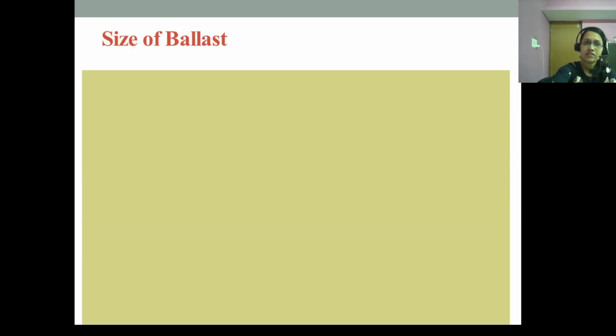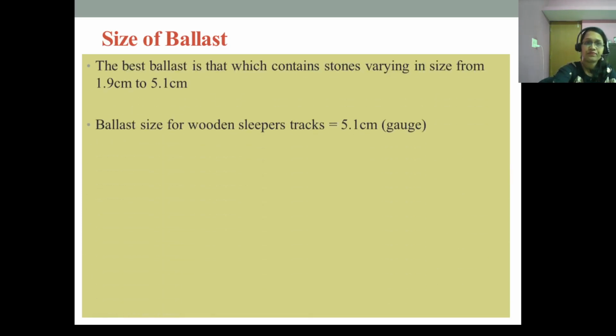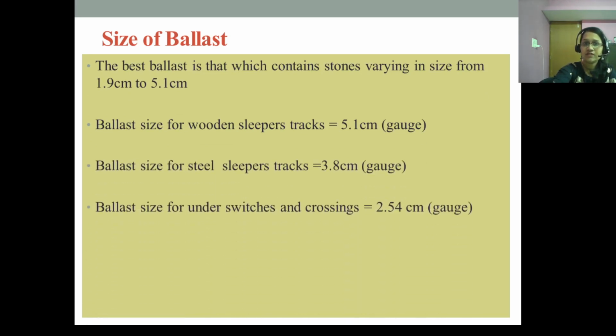So coming to the size of the ballast, let us see the size of a good ballast. The ballast size for wooden sleepers is 5.1 centimeters. For steel sleepers it is 3.8 centimeters, and for ballast under switches and crossings it is 2.5 centimeters. Then there are different types of ballast. We have broken stones, sand, and muram. Broken stone is the best material for ballast, and almost all the important tracks are provided with stone ballast.